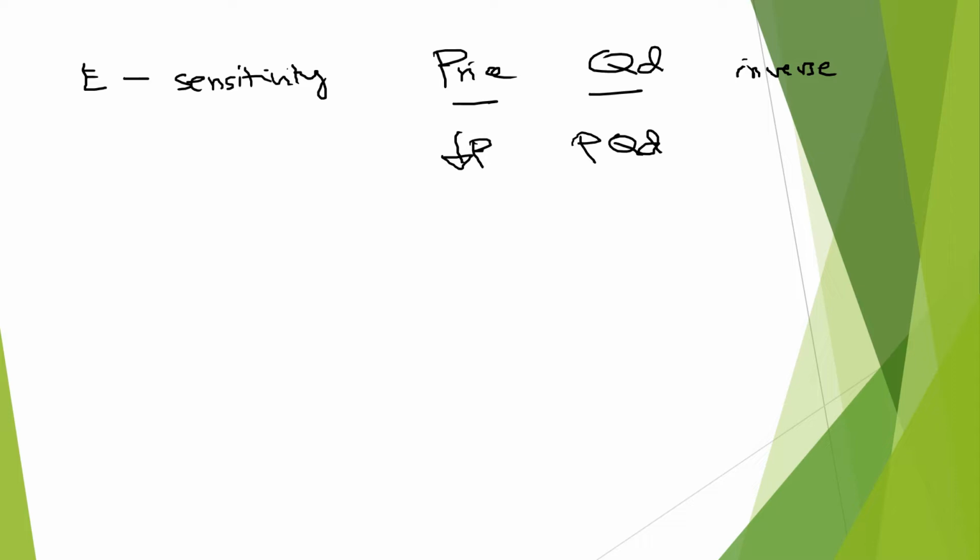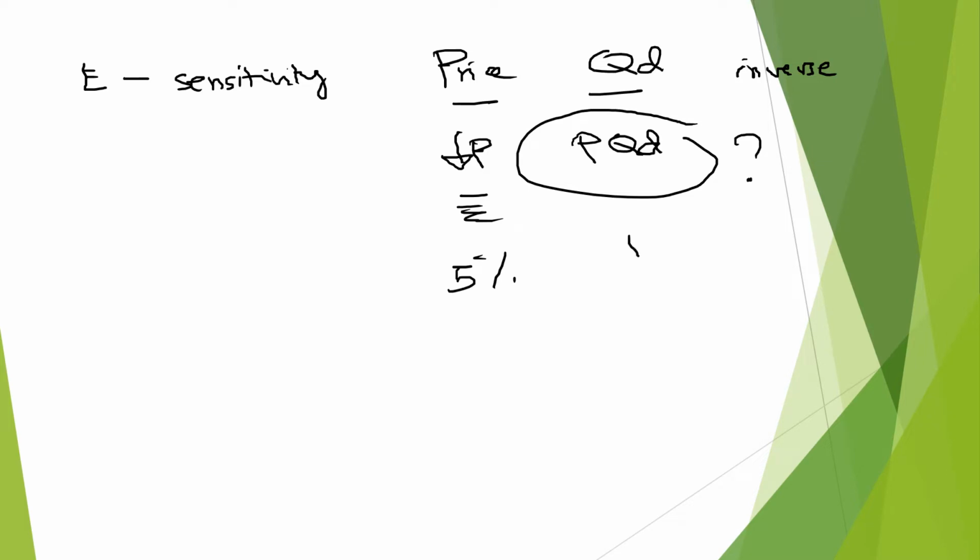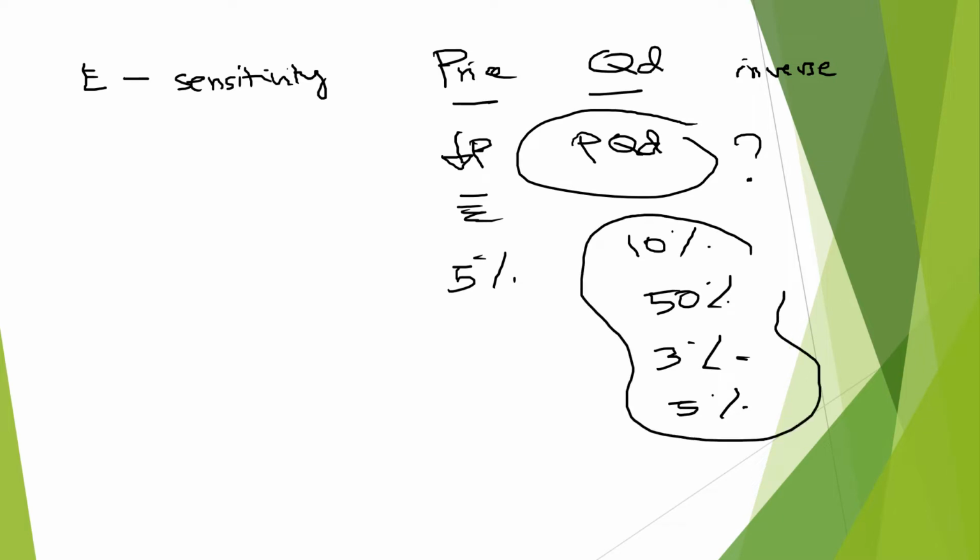The question is, by how much will the QD change? Because although it is established that they have an inverse relationship, we are not yet certain as to how sensitive the quantity demanded is to the change in the price. There is a possibility that if the price decreases by 5%, the quantity demanded increases by 10%, or maybe 50%, or maybe just 3%, or maybe about 5% also. So this kind of sensitivity will be measured using elasticity.